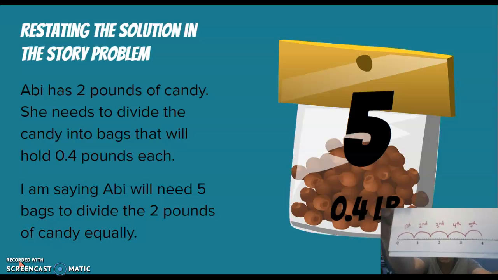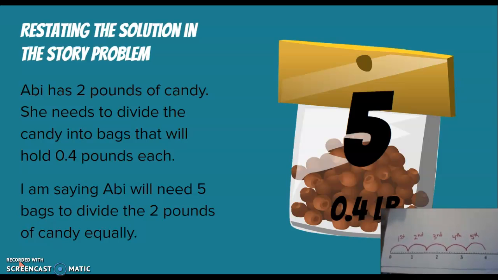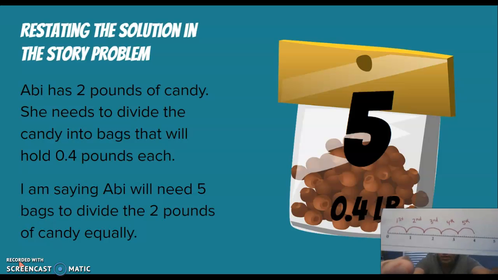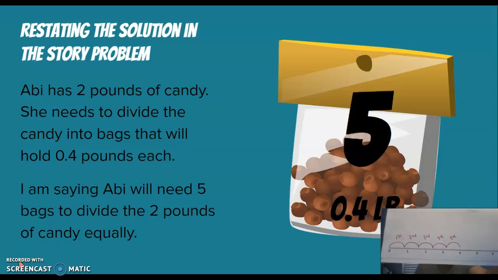If you can see, then you see that it will take 5, 1, 2, 3, 4, 5 times of going an 8/10, I apologize. So 5 times of going 8/10 to get to 4. 8/10 plus 8/10 plus 8/10 plus 8/10 plus 8/10 equals 4. So 5 times 8/10 equals 4, or I can say that 4 divided by 8/10 equals 5.